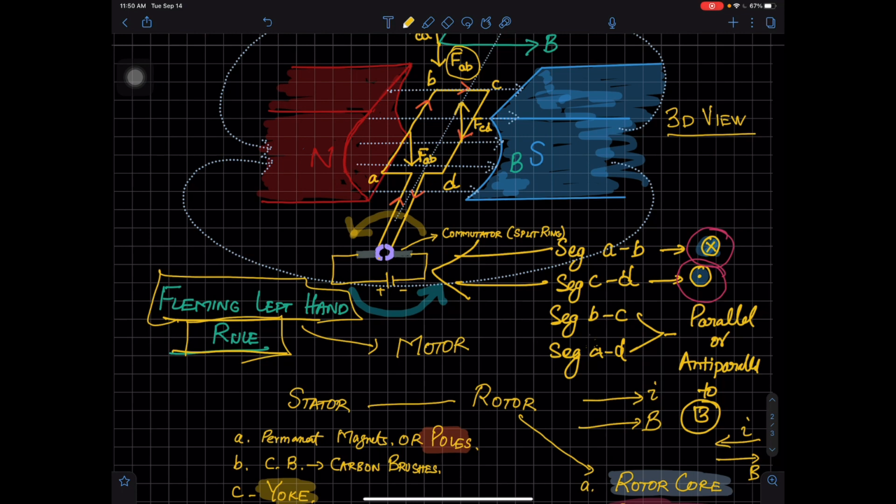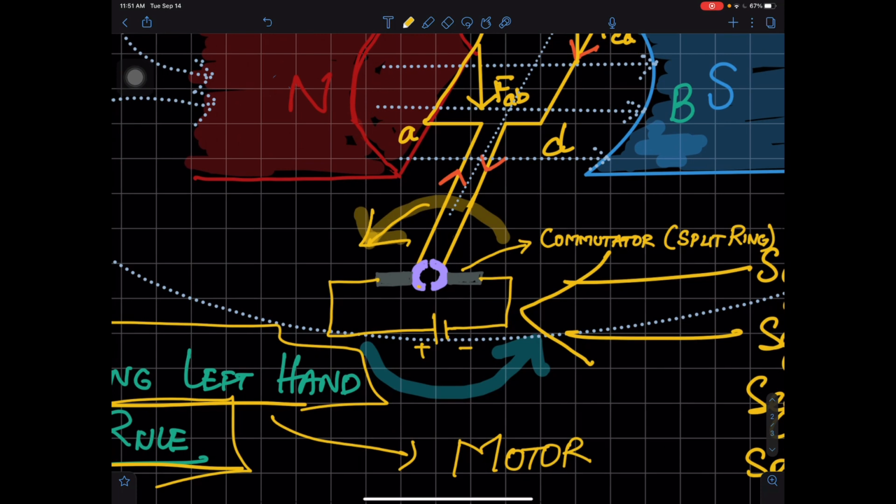Now, when this rotates 180 degrees, what will happen is that after completion of 180 degrees of rotation in the anti-clockwise direction, as I have shown here by this yellow arrow, the direction of current in the loop has to be reversed. And for this purpose, I have attached a commutator or split ring.